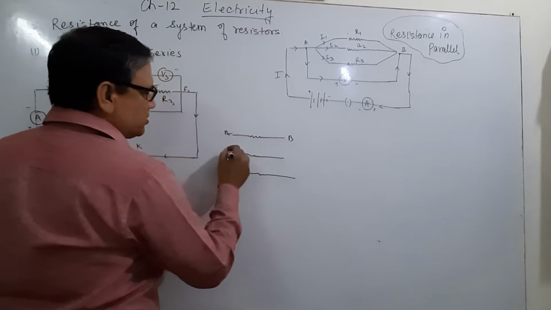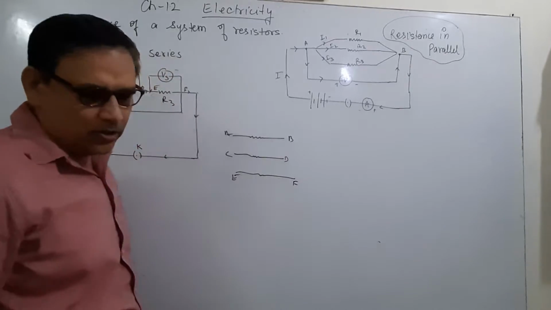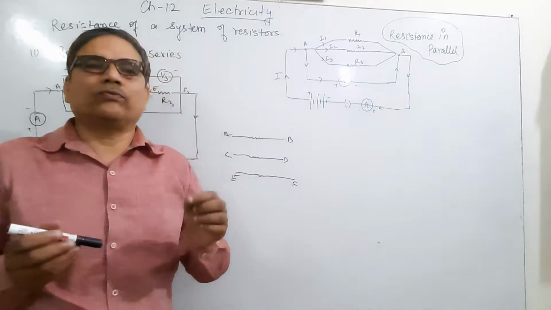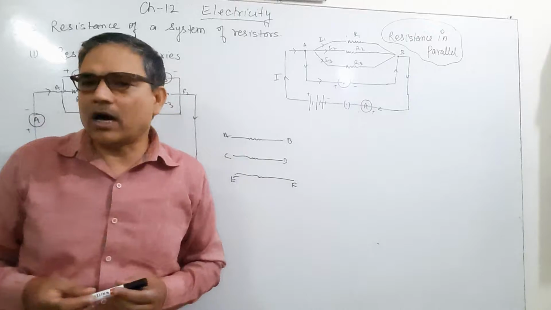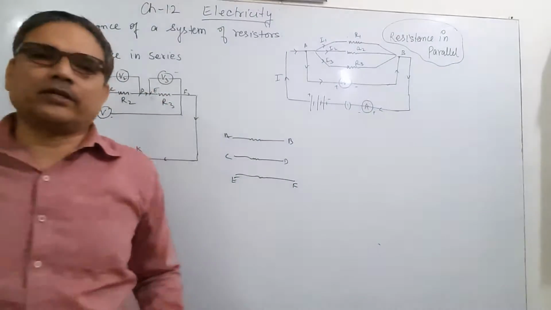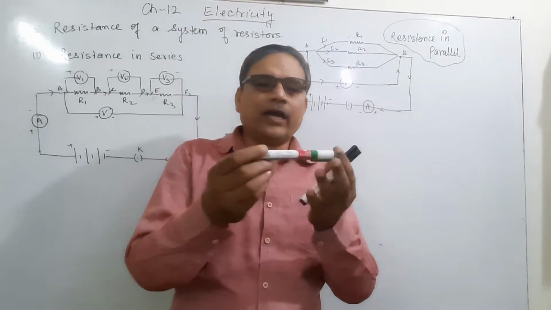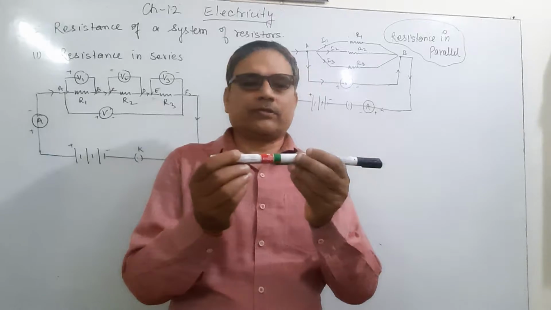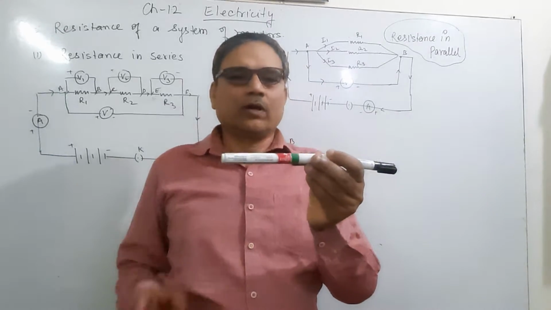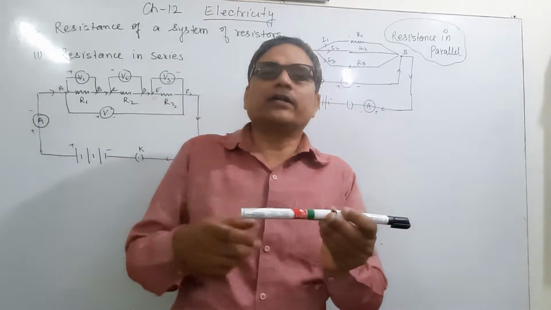A, B, C, D, E and F. Series means connected end to end. When two or more resistances are connected end to end, then the resistances are connected in series. This is one resistance, and this is A, B. When they are connected end to end like this, then these are the resistors connected in series.